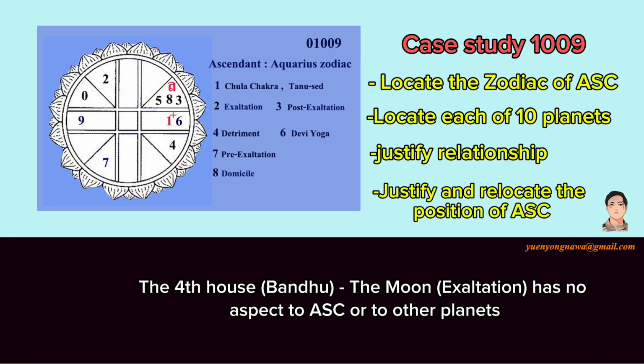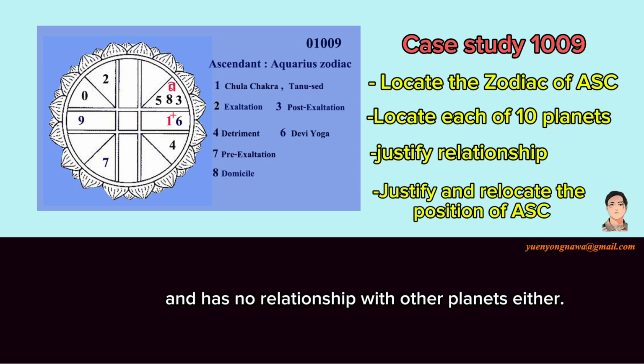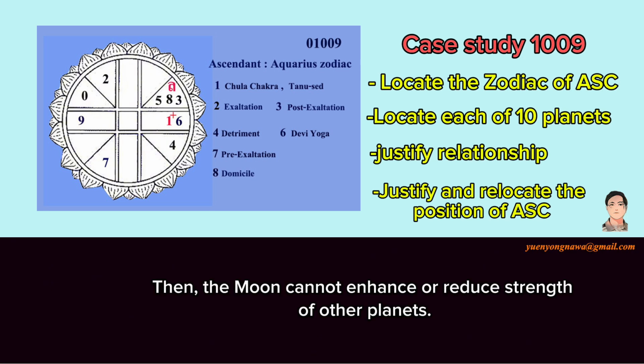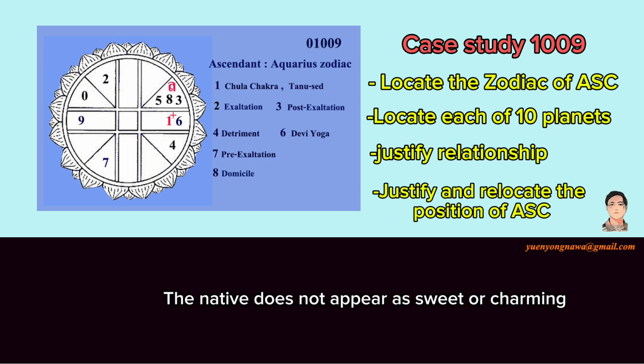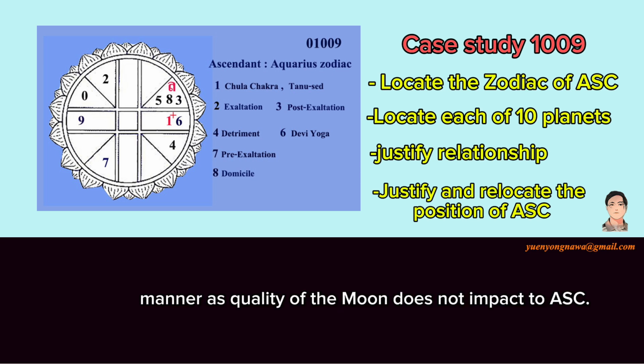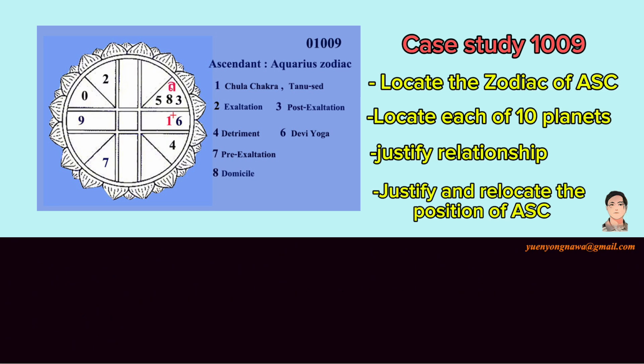The Moon, exaltation, has no aspect to ASC or to other planets and has no relationship with other planets either. Then, the Moon cannot enhance or reduce strength of other planets. The native does not appear as sweet or charming manner, as quality of the Moon does not impact to ASC. The fifth house, Putta.